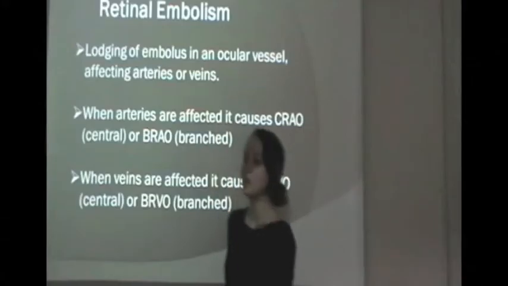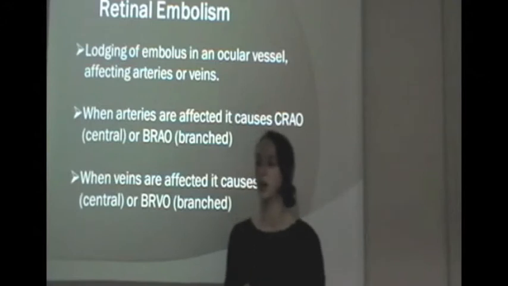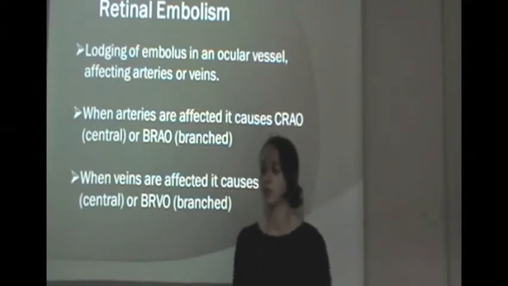Brain embolism. Retinal embolisms occur when an embolus lodges within the ocular vessel, affecting arteries and veins within the retina. When an artery is affected, it causes CRAO when it affects the central arteries, or BRAO when it affects the branched arteries. When the veins are affected, it causes CRVO, which is the central veins, or BRVO, which are the branched veins.